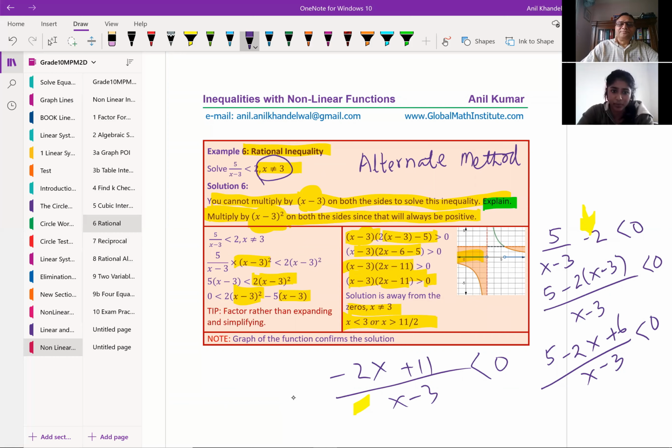Whereas in this one, we have a nice whole number on one side and then a rational function on the other side. So we can multiply both sides by (x minus 3) squared. And that's key. Don't try shortcut methods and multiply by x minus 3 and then simplify, because x minus 3 could be a positive or negative number, whereas (x minus 3) squared is always a positive number. So that's the one you have to use.